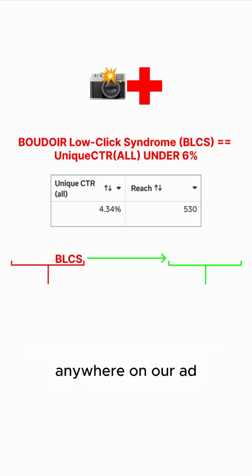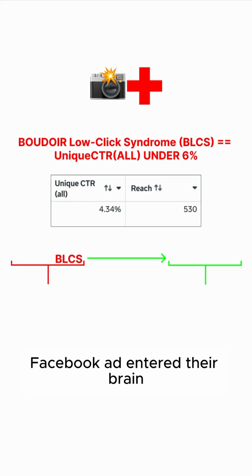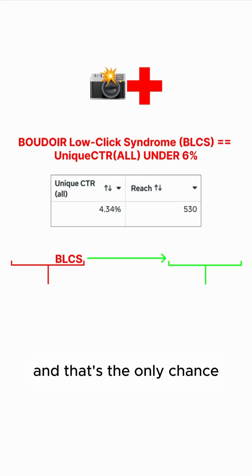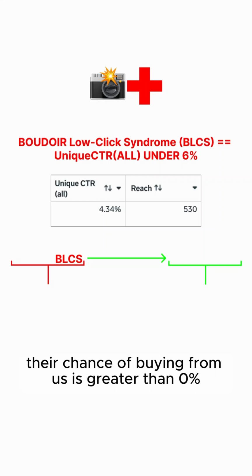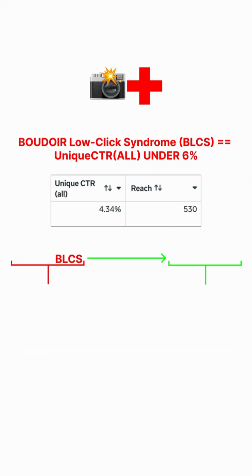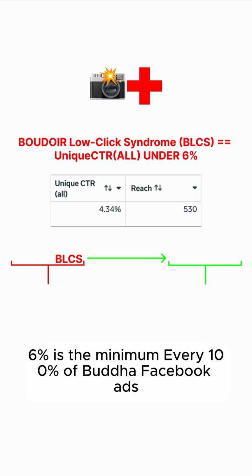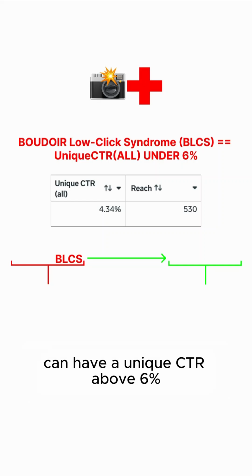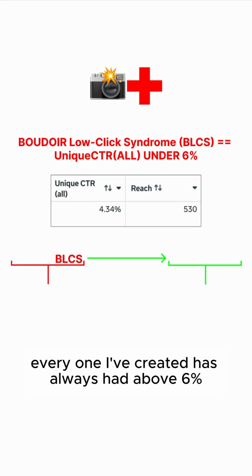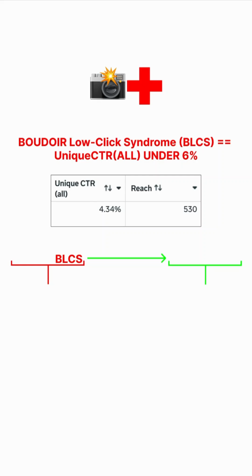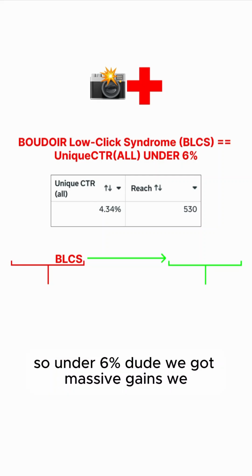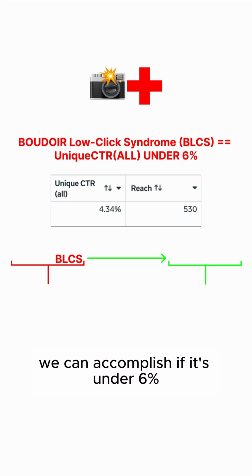We care about the number of women that click anywhere in our ad because then we know our boudoir Facebook ad entered their brain, and that's the only time their chance of buying from us is greater than 0%. So we gotta get this number up as high as possible. 6% is the minimum. 100% of boudoir Facebook ads can have a unique CTR above 6%. Every one I've created has always had above 6%, even when I only try a little bit. So under 6%, dude, we got massive gains we can accomplish.